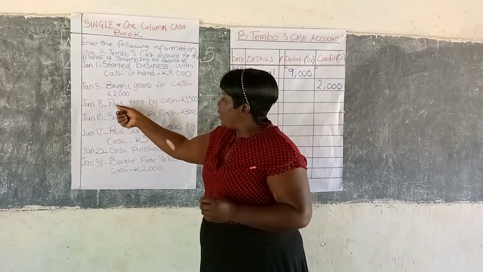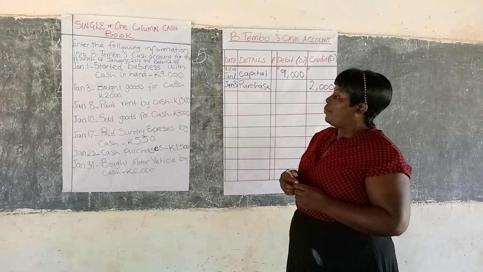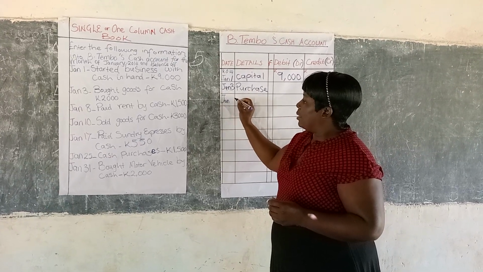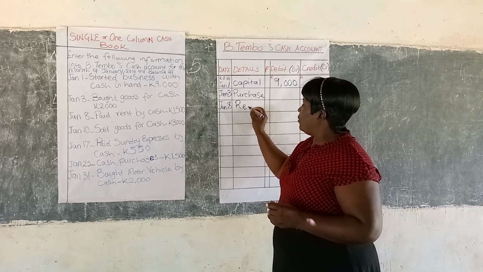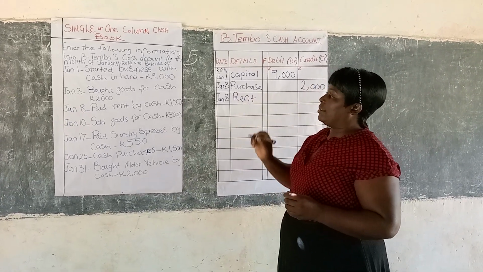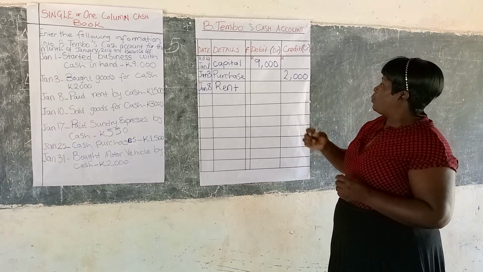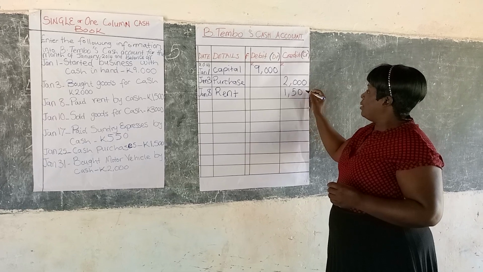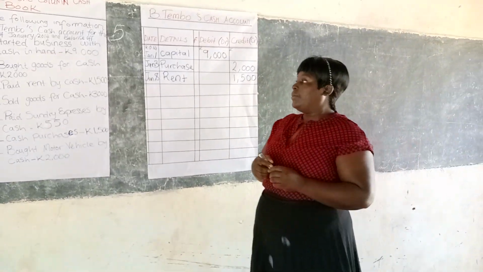You come to the next date. You read, paid rent by cash. So B Tembo paid rent. We are going to write the date again, January 8th. He paid rent, so we are going to write rent in the details. Then it means that B Tembo spent, so it is going to be recorded on the credit side of the table.